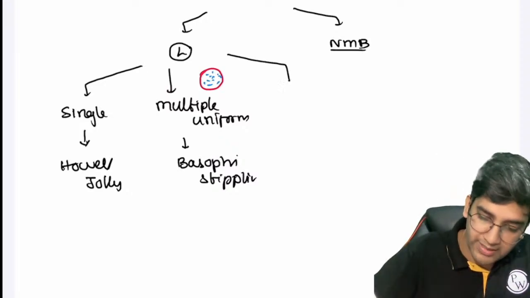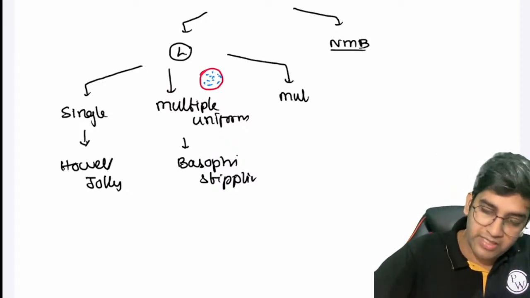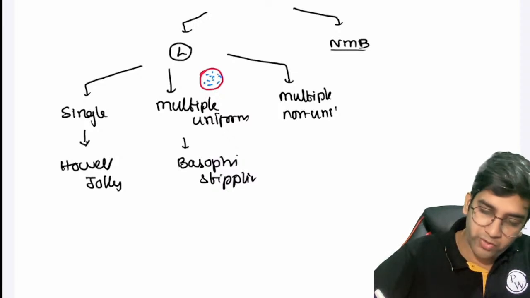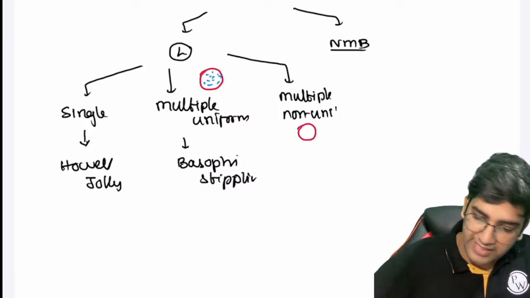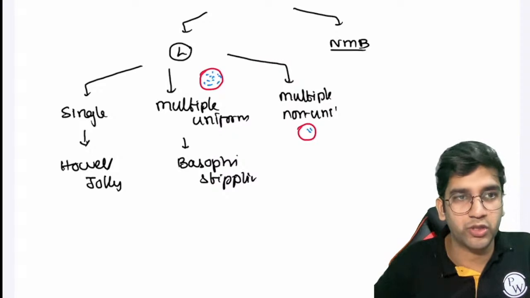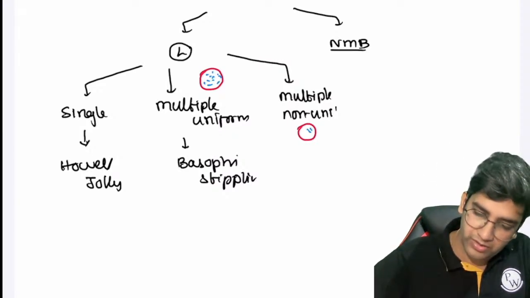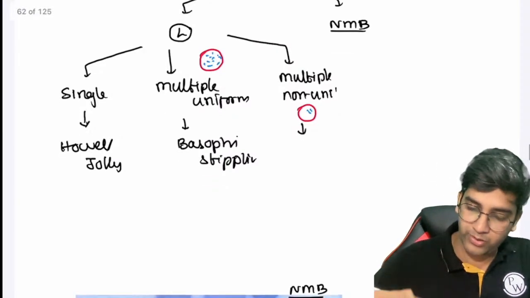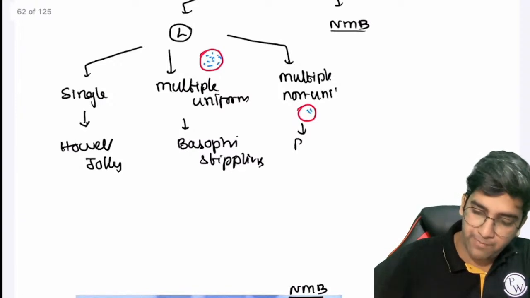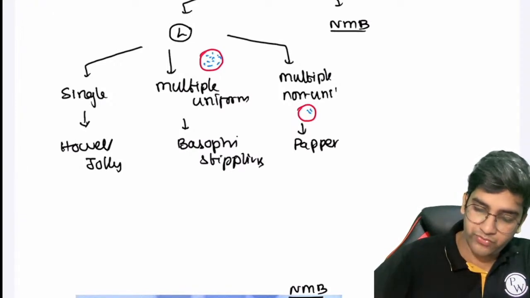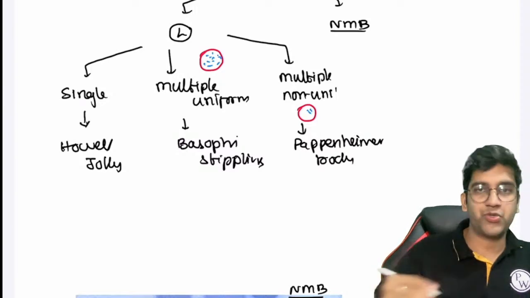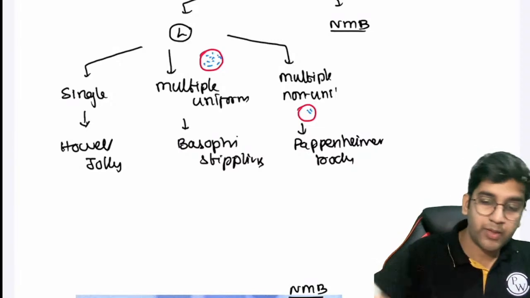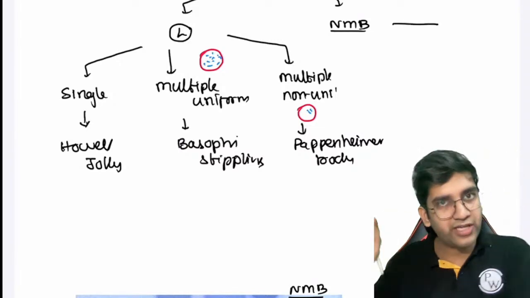Same in Leishman. If it is multiple, but it's not uniform, it's towards a corner. I'm just writing non-uniform. So what do I mean by non-uniform is, let's assume this is my RBC. I'll have inclusions maybe towards one corner, right? Then this, I feel it will be diagnostic of Pappenheimer body, which is seen in case of sideroblastic anemia. Okay? It's Pappenheimer body, diagnostic of sideroblastic anemia. That's one. When I take new methylene blue, I'm going to use the same thing.